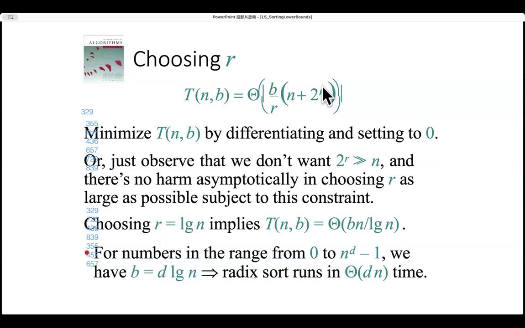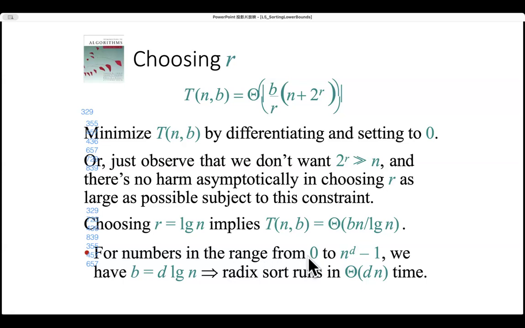If you choose R to be log n, you can see 2 to the power of R will be n. So this part will be reduced to a n, right? And B is a constant, R is log n, so it becomes B n divided by log n. So this is pretty good, right? It's even lower than linear.